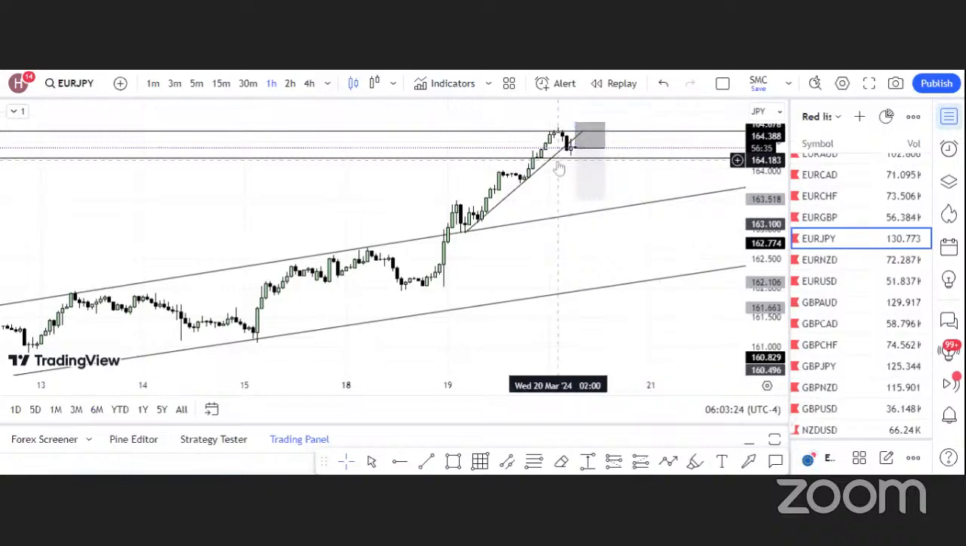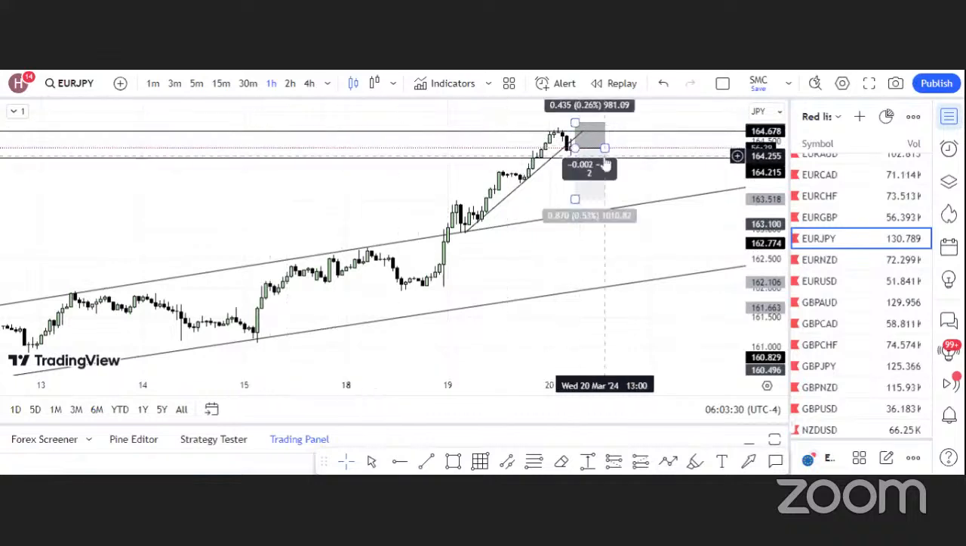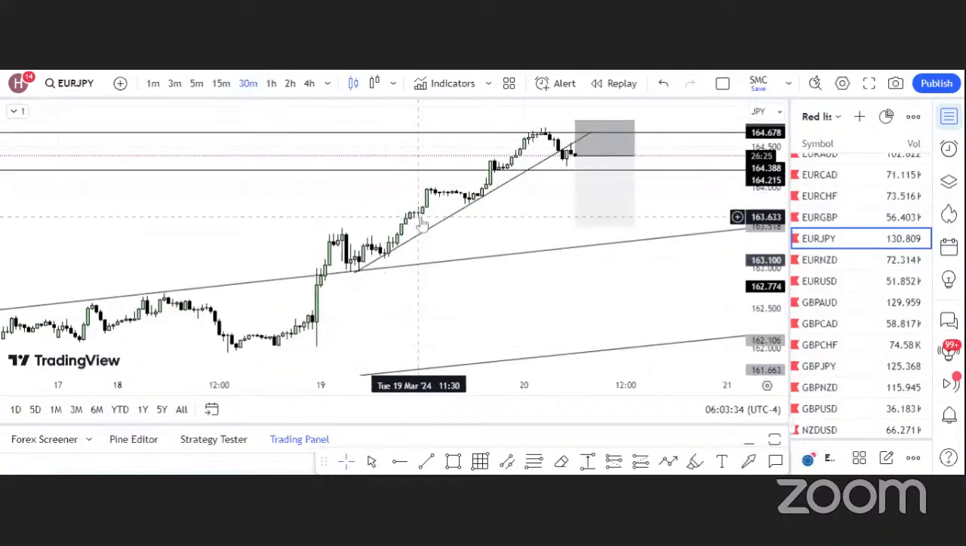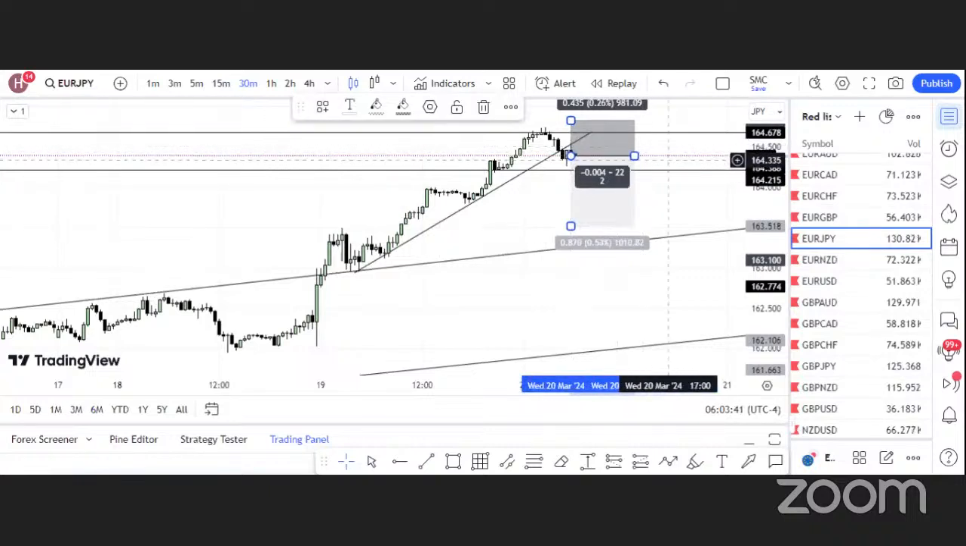Okay, so we have a change of structure here on the 1 hour time frame. The market closed below my trend line. All right, guys, let's sell Euro JPY.